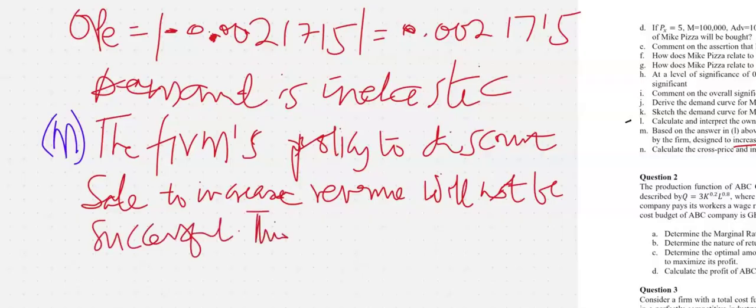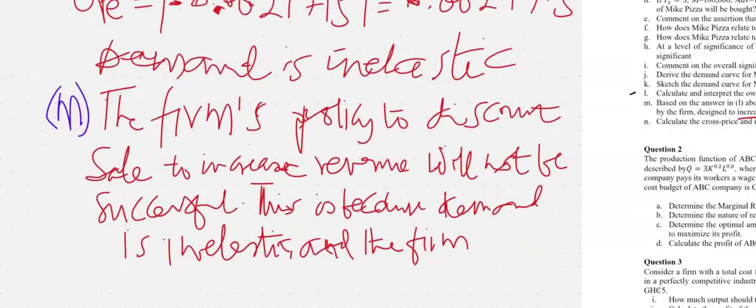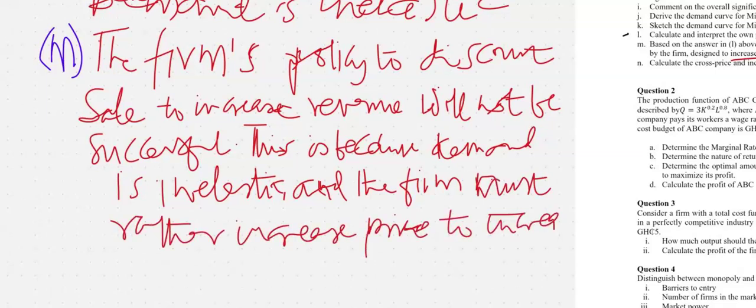This is because demand is inelastic, and the firm must rather increase price to increase revenue. All right, so that's it.